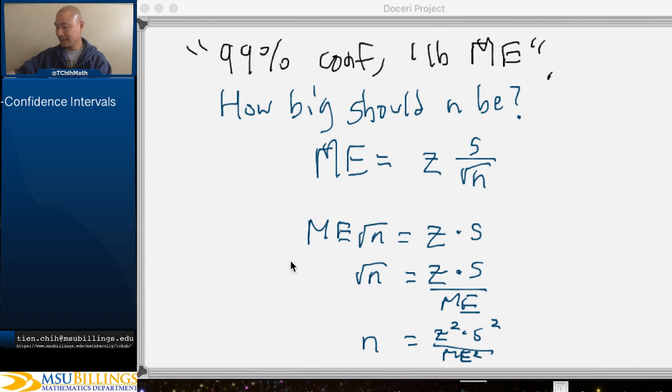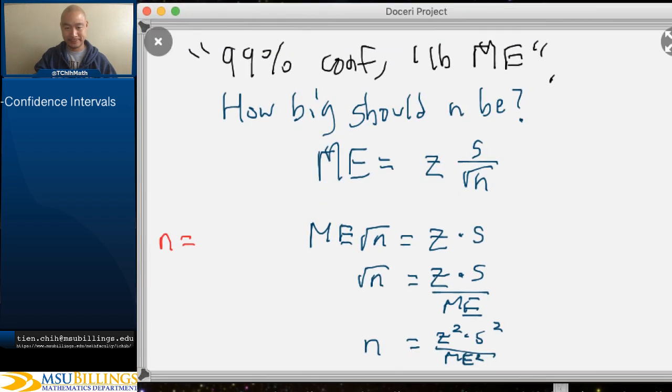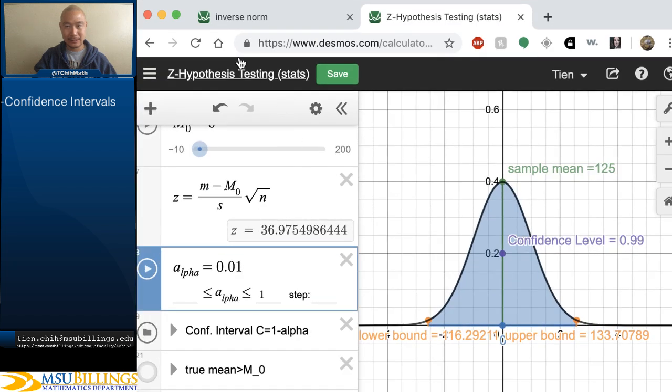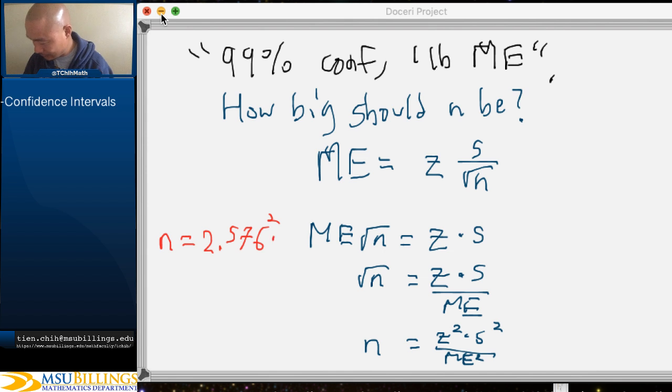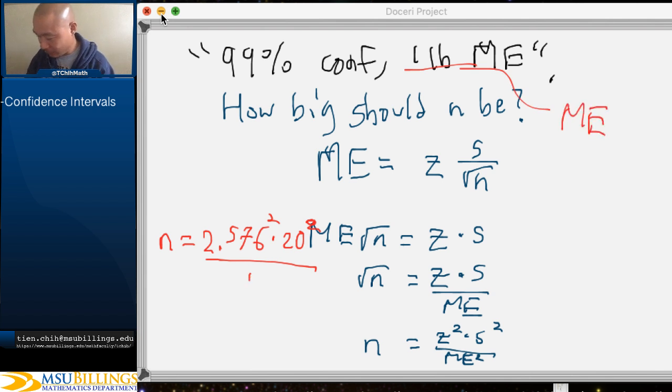All right. And so in our specific case, my n is equal to, well, the z squared, what's z again? For a 99% confidence interval with the z value, for the sake of having space on our screen, let's just say it's 2.576, squared, times my s, which is 20, squared, all over the margin of error that I want to have, 1 squared, right?